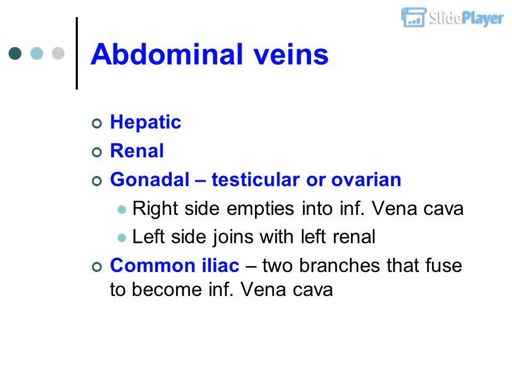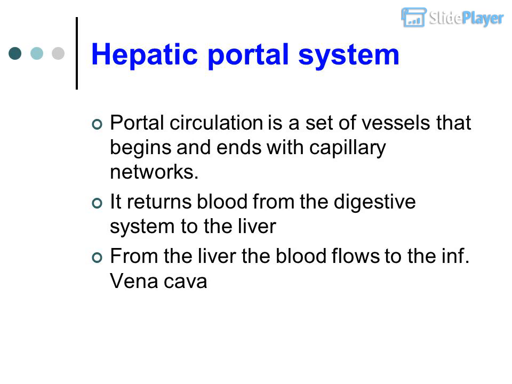Abdominal veins: hepatic, renal, gonadal, testicular or ovarian. Right side empties into the inferior vena cava. Left side joins with the left renal. Common iliac, two branches that fuse to become the inferior vena cava.